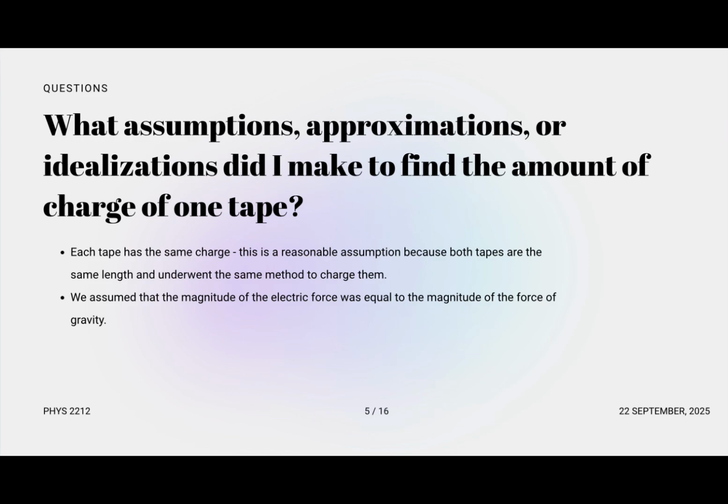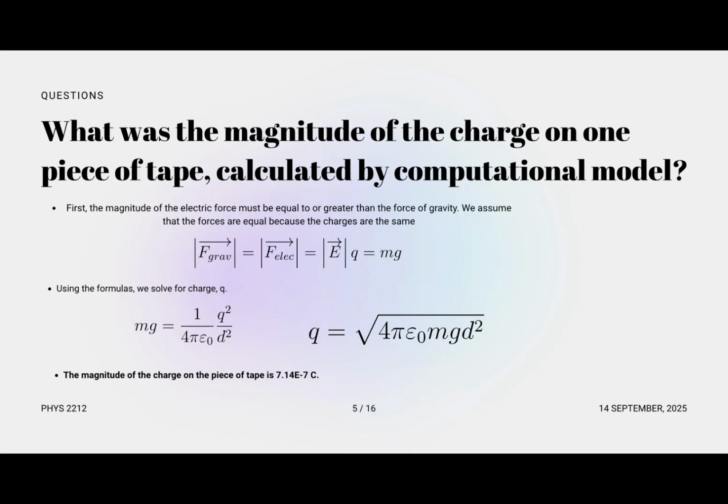What assumptions, approximations, or idealizations did I make to find the amount of charge of one tape? The first one was that each tape has the same charge. This is reasonable because both tapes are the same length and underwent the same method to charge them. Next, we treated the tape as if they were a single point charge. This is useful because the measured distance is where the forces repel the greatest. It also made it easier to calculate the unknown charge. We assumed that the magnitude of the electric force was equal to the magnitude of the force of gravity.